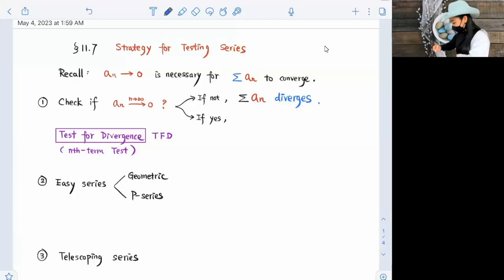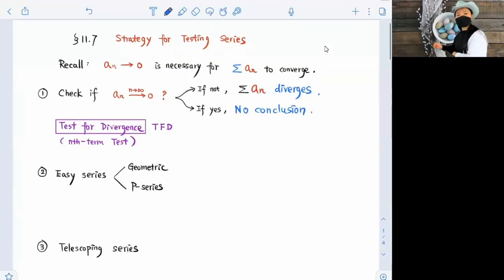Oh, you're not a clown, you're the whole circus. Yes, she remembered. And then there's another one. Oh, I like it. You're not the clown, you're the whole circus. It's good. So no conclusion, and you still need to use other tests.